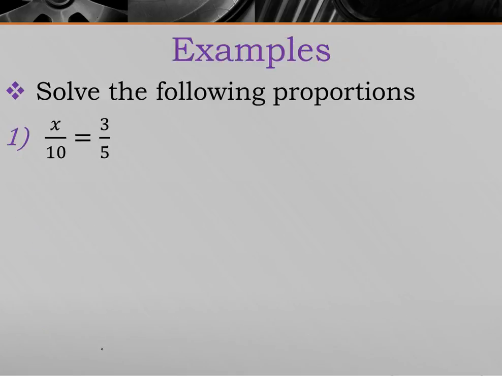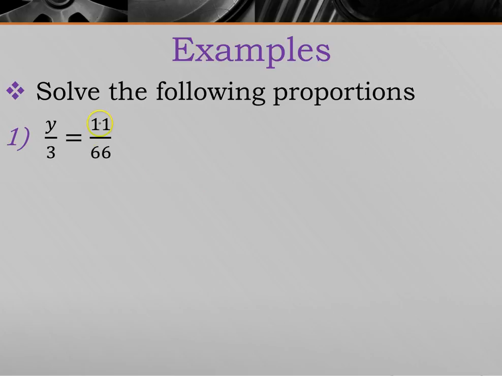So we want to solve the following proportions. I have x over 10 equals 3 over 5. So I'm going to cross multiply. X times 5 is 5x. 10 times 3 is 30. So we have this very simple linear equation. We divide both sides by 5, and x is 6. Very simple, very straightforward.